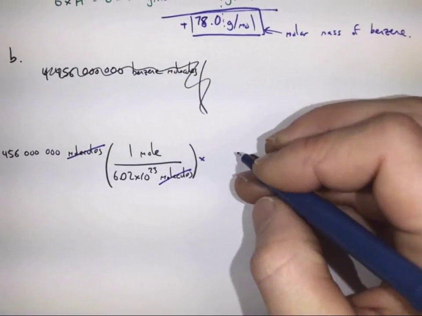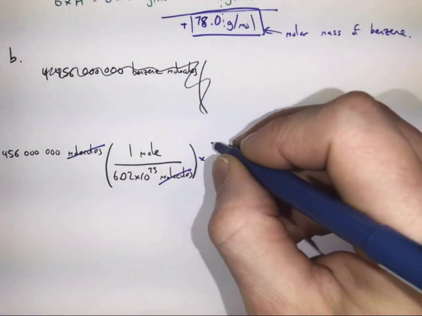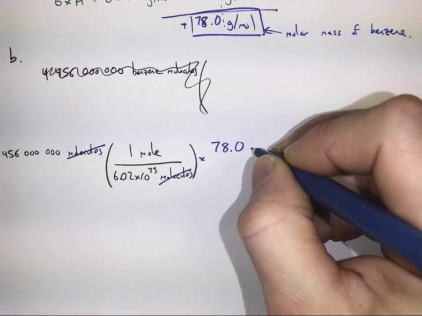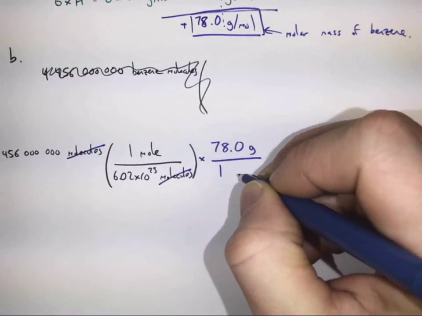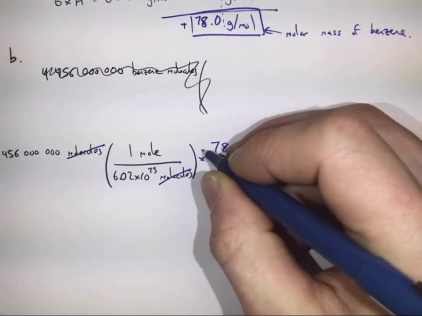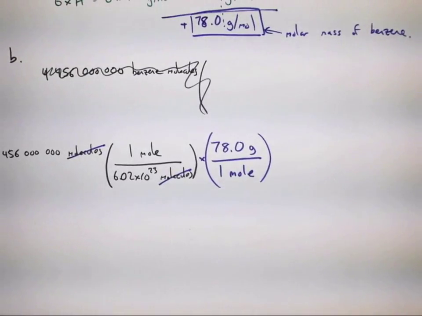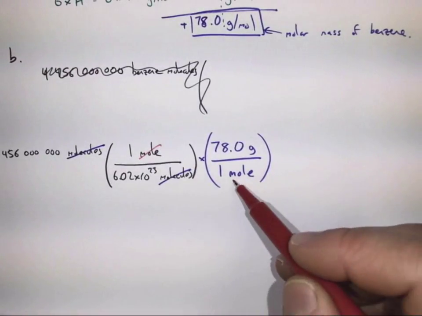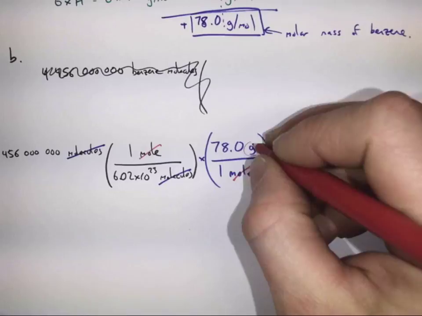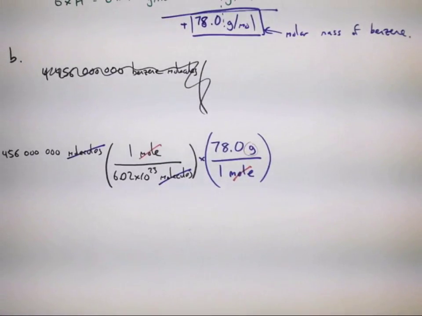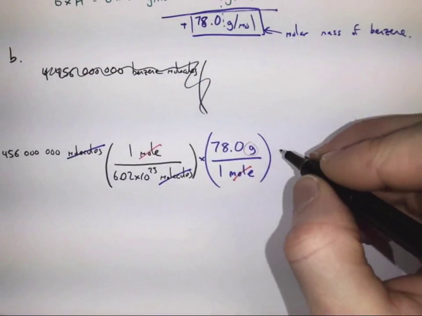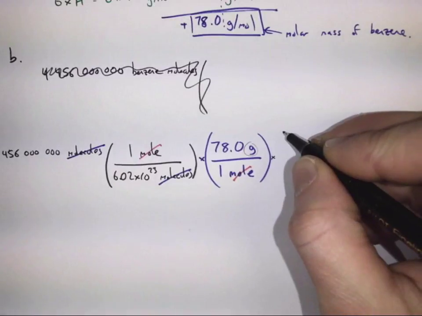The next conversion factor we're going to multiply by is 78.0 grams for every 1 mole. And that has the effect of canceling out units of moles, meaning we're left with grams. Well, we don't want units of grams, we want units of nanograms.